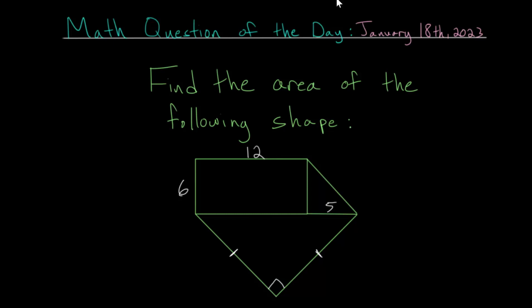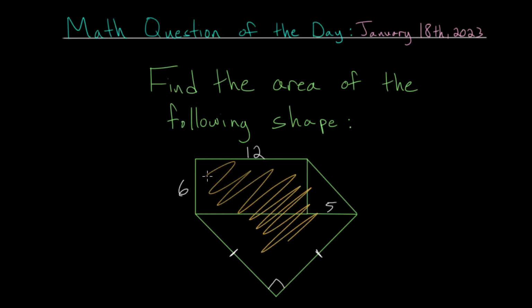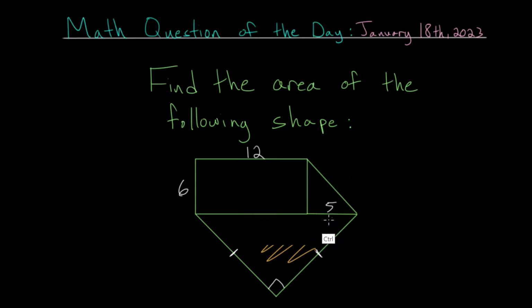In this video, I'd like to continue the series on a math question each day. And for today, January 18th, 2023, we need to find the area of this composite shape here. This shape we can see is composed of a rectangle, this triangle here, and this triangle right here. So to find the area of the entire shape, we essentially need to find the area of each of these pieces. Or in other words, we need to figure out how much space this shape takes up.